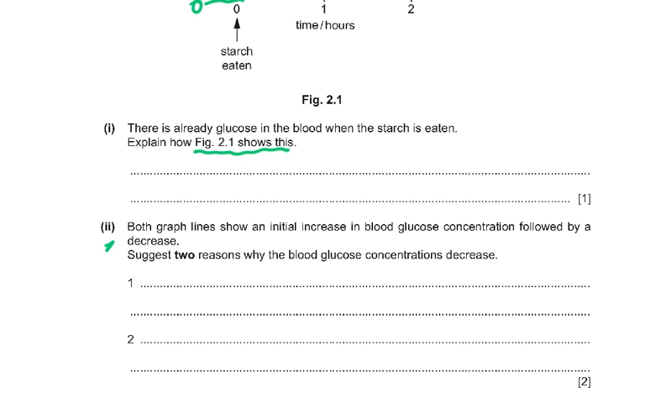So suggest two reasons why the blood glucose concentration decreases. Number one, the glucose is converted to glycogen because high blood glucose level results in the release of insulin. We didn't say produce insulin, we say insulin released. There's a large difference. And the glucose is being respired to release energy.